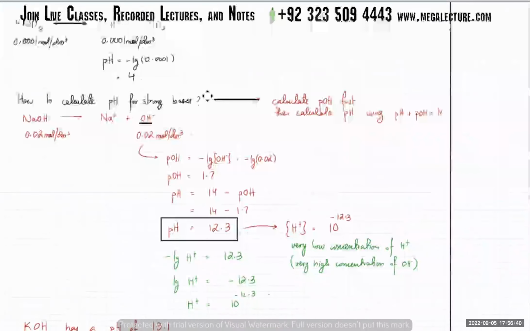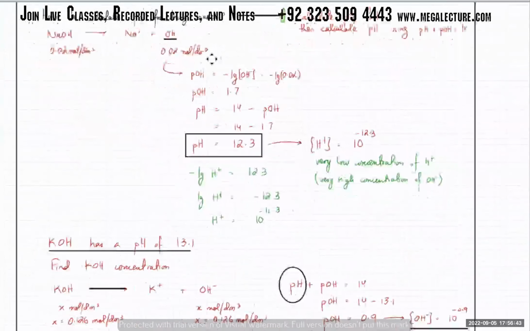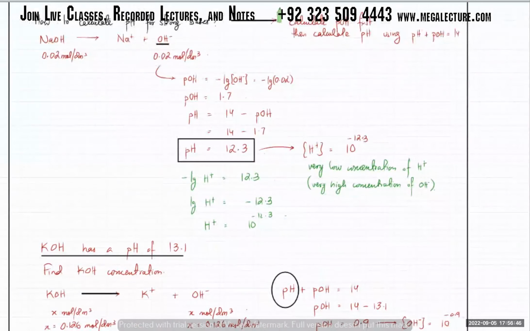Then we learned how to calculate the pH for strong bases. So in strong bases, you don't actually calculate pH. What you calculate is pOH. If NaOH is 0.02 mole per dm cube, then OH minus will also be 0.02 mole per dm cube. Using that, you're going to calculate pOH, which is negative log of OH ion concentration. Once you do that, finding pH would be easy because pOH plus pH is equal to 14. So pH would be 14 minus pOH. So we worked this out.